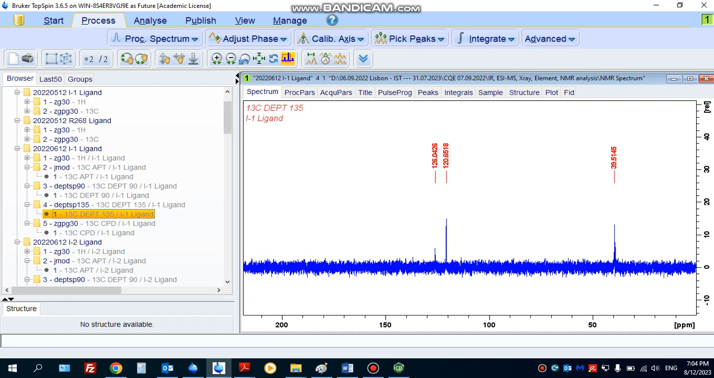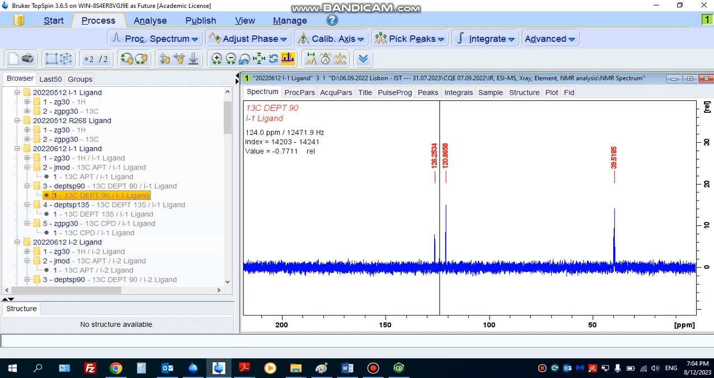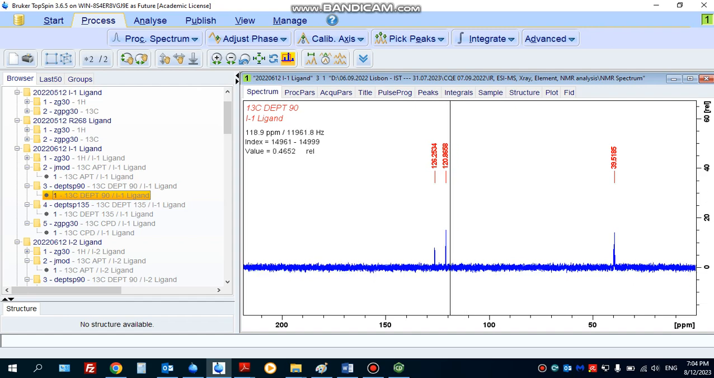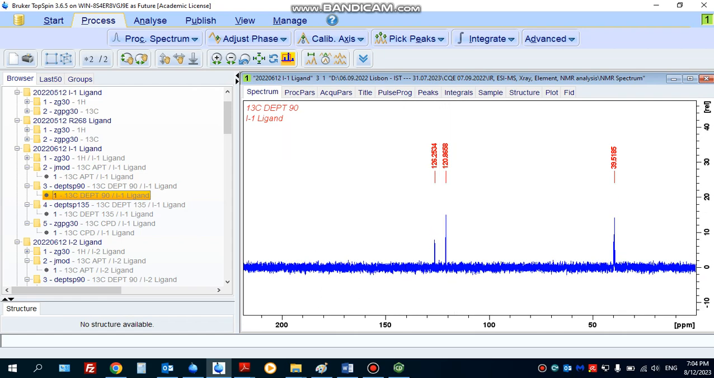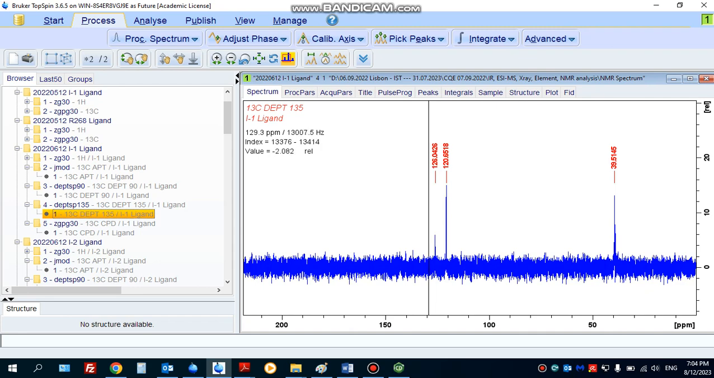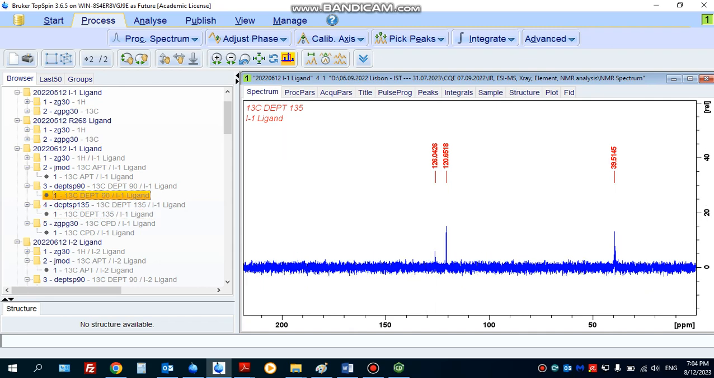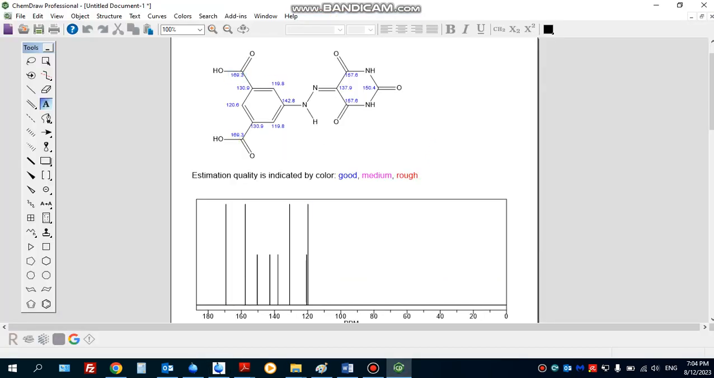DEPT 135 and DEPT 90 look the same here, but in DEPT 90 we can identify only CH carbon atoms, because only the carbon atoms attached to one proton will appear. It's 2 and it's 2. So it means in our structure we don't have CH3 group carbon atoms. It's already confirmed that we really don't have CH3 carbon atoms.